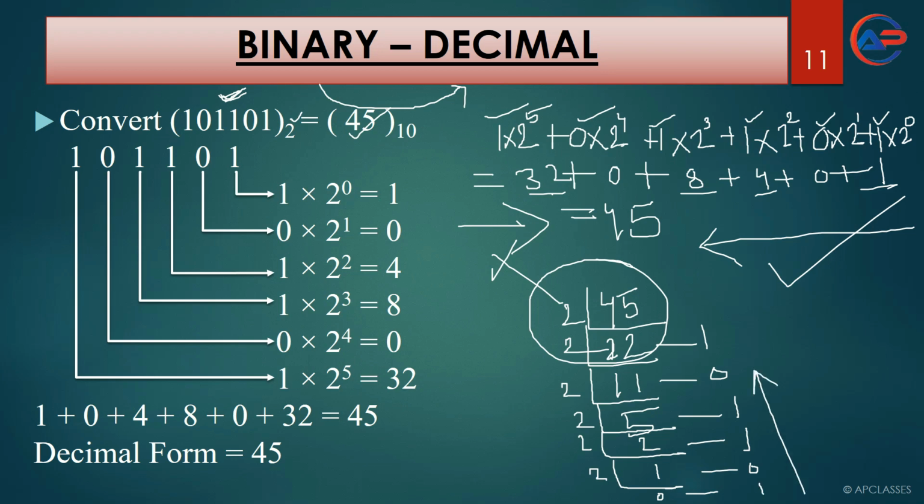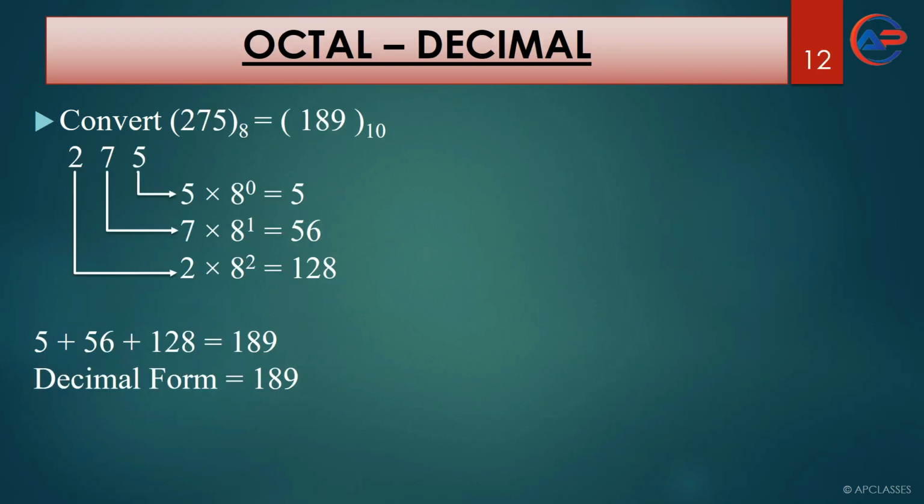Here you see 1 0 1 1 0 1, you are getting the same number. Here it is written 1 0 1 1 0 1. I hope this part is quite clear to you, how to convert a decimal to binary and binary to decimal. Similarly, if you want to convert an octal number system to decimal, you have to multiply with 8.